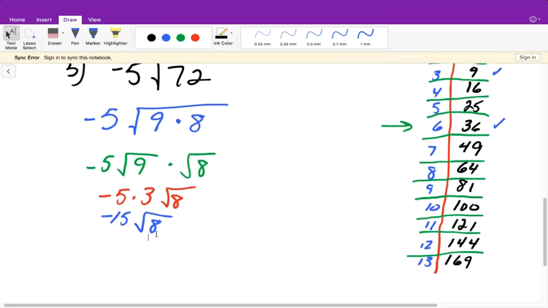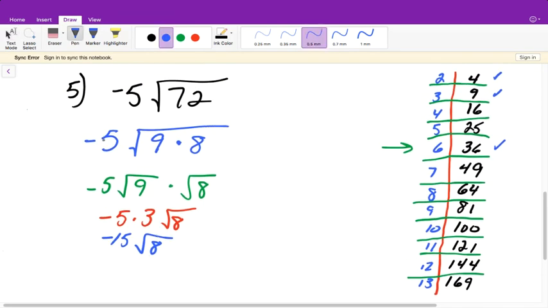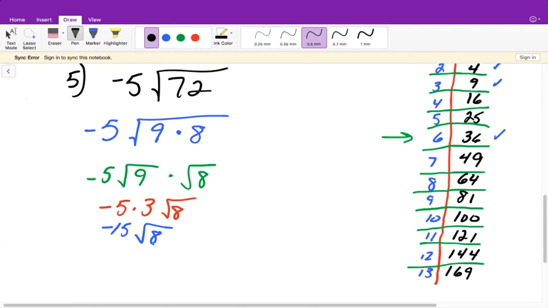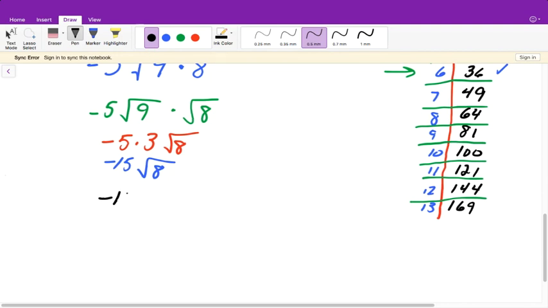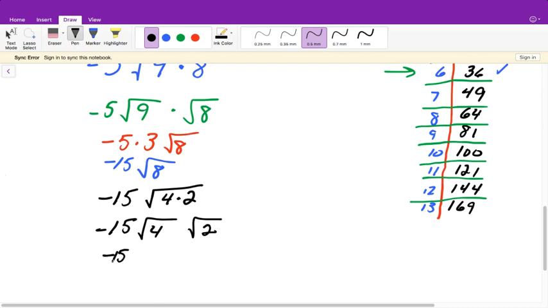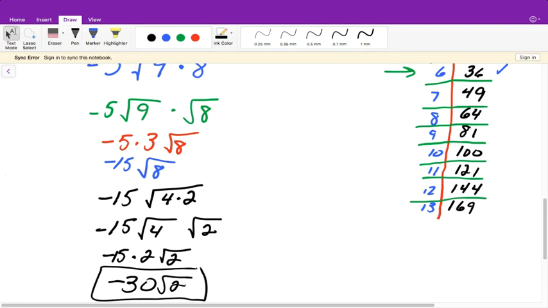All right, now though, if you don't use the largest number, that means that this can still be simplified. So that means you will have to look again and say, well, are there any perfect squares that go into 8? Yes, 4 does. So we would have to do -15 times 4 times 2. We would separate them. So square root of 4 times the square root of 2. So -15 times 2, because that's the square root of 4, times the square root of 2. And either way, we still get the same answer of -30 times the square root of 2. Just if you don't use the largest number right away, then it's just going to take you a little bit longer to do. But it's not the end of the world.